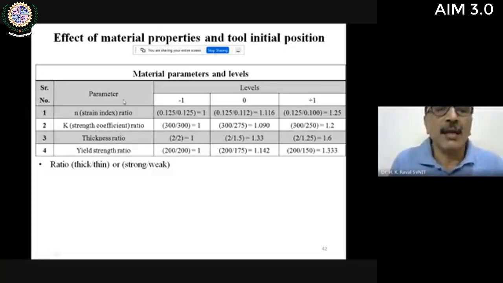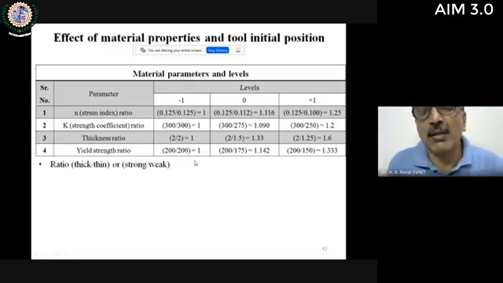K and N are the material properties. K is a strain coefficient, N is a strain hardening index, and the combinations of two materials are welded, assuming that the strain ratios are varying. Assuming that one material is constant, so it is 0.125, another material's strain index changes.